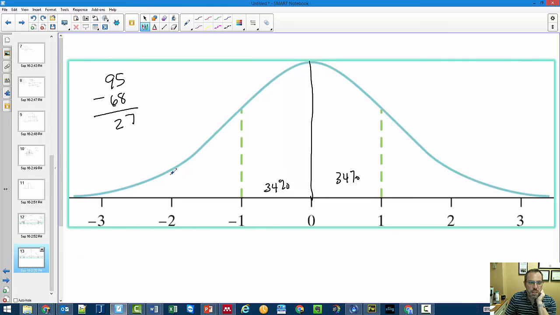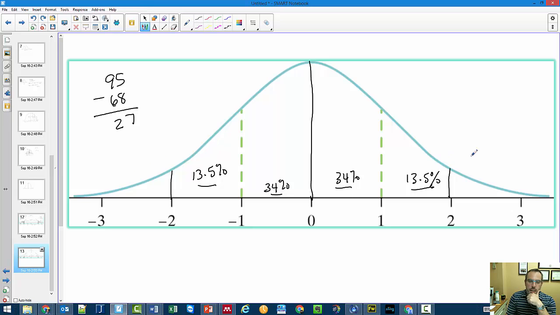So 27%, well, remember that's for both of them. That tells me that right here I have actually 13.5%, and over here I have 13.5%. Notice when I add all of these together, I have my 95%. All right.